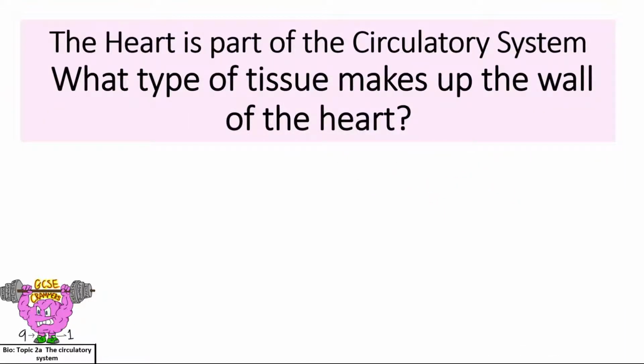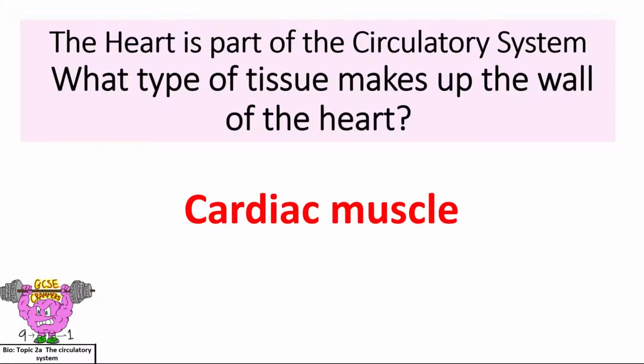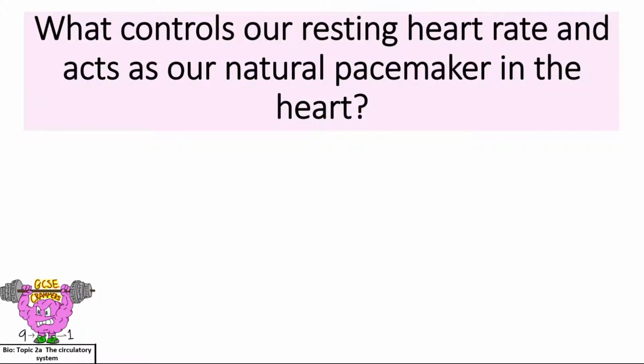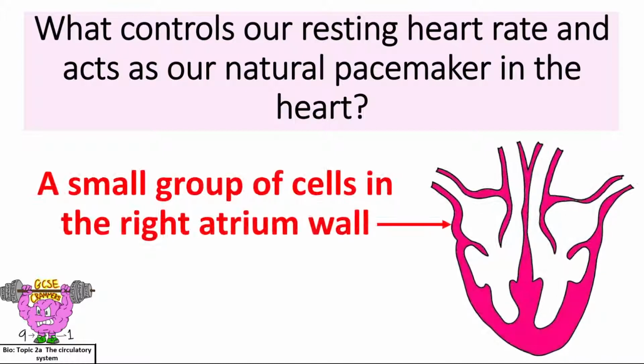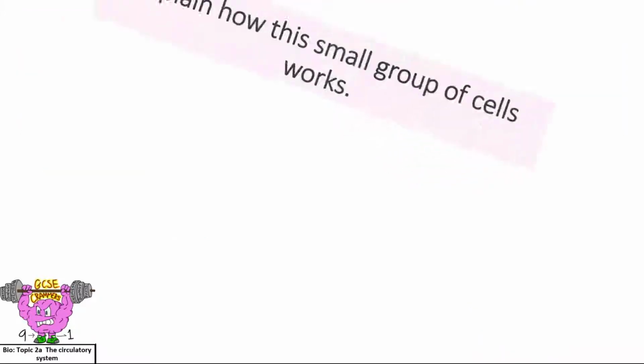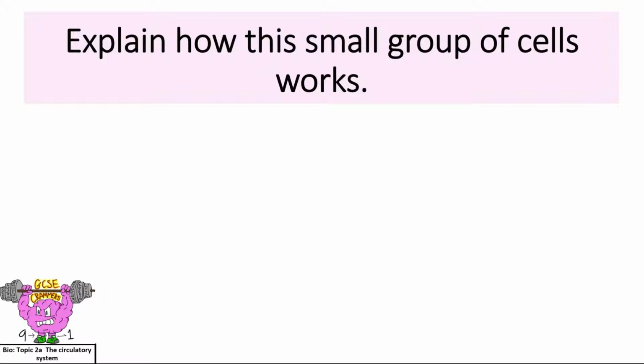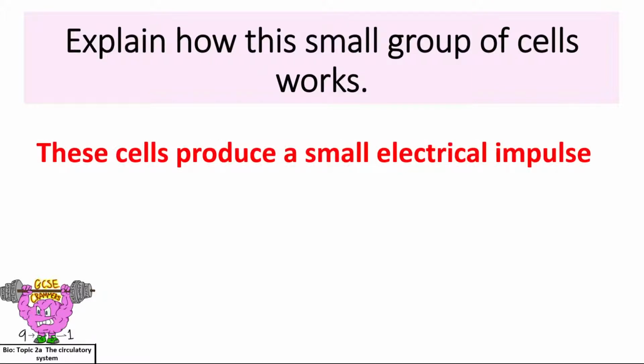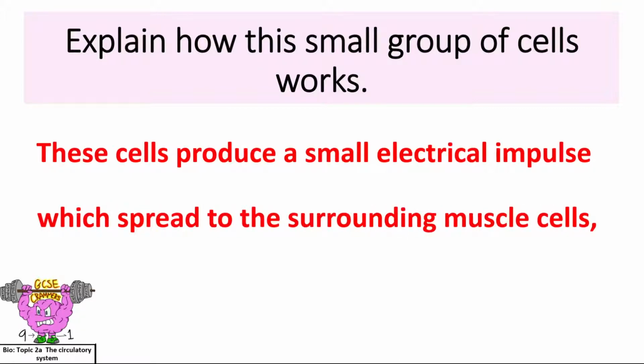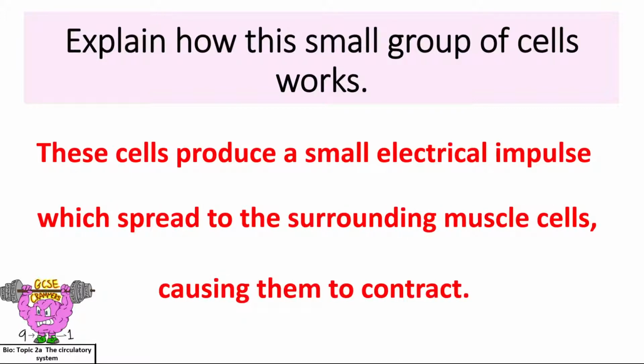What type of tissue makes up the wall of the heart? Cardiac muscle. What controls our resting heart rate and acts as our natural pacemaker in the heart? A small group of cells in the right atrium wall. Explain how this small group of cells works. These cells produce a small electrical impulse, which spreads to the surrounding muscle cells, causing them to contract.